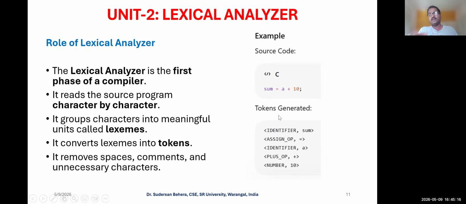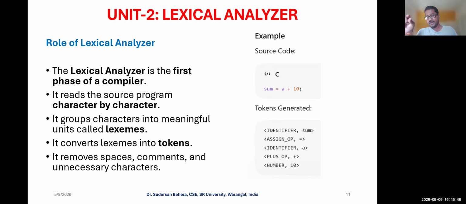So here is one example, written in C language: sum equals a plus 10. Sum is an identifier. The equal symbol is an operator. A is an identifier. Plus is an operator. And 10 is a constant. Then the line is terminated by a semicolon.